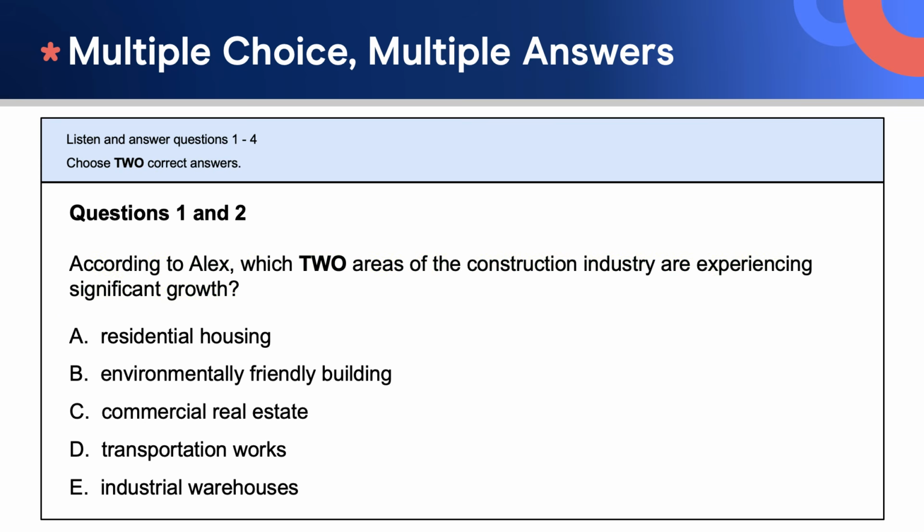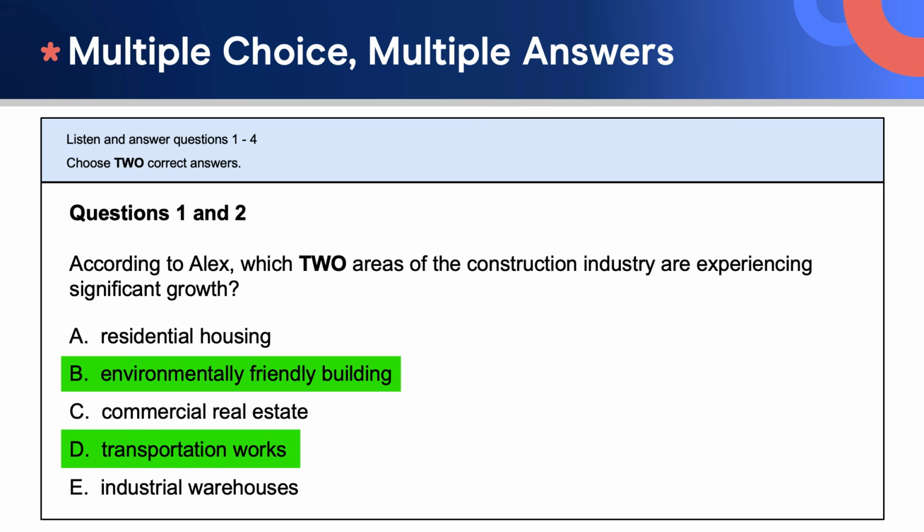Alex says, we're seeing increasing demand for properties that are built using energy-efficient materials and green technologies. So this confirms the second option, environmentally friendly building. He also says, governments worldwide are investing heavily in updating and expanding infrastructure, leading to a surge in projects related to roads, bridges, and bus and rail networks. So the other correct answer is transportation works.